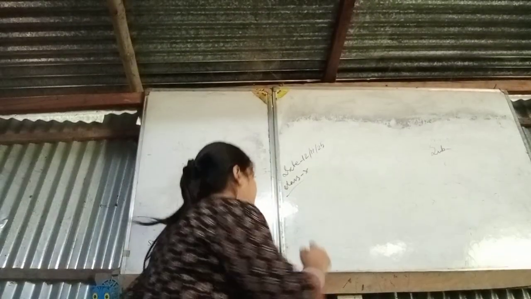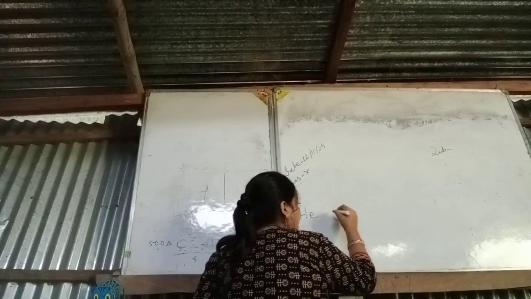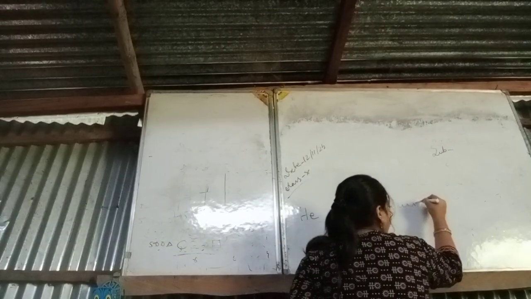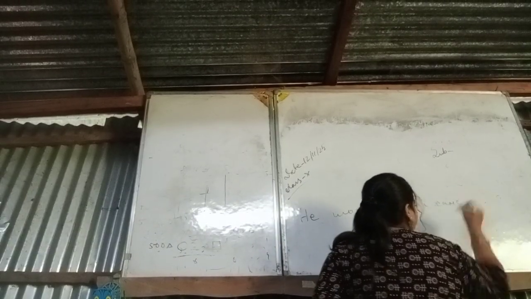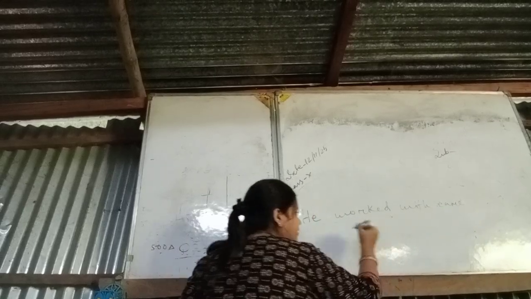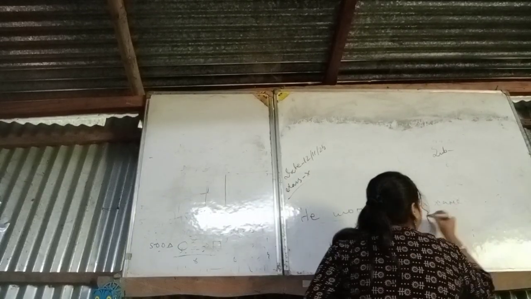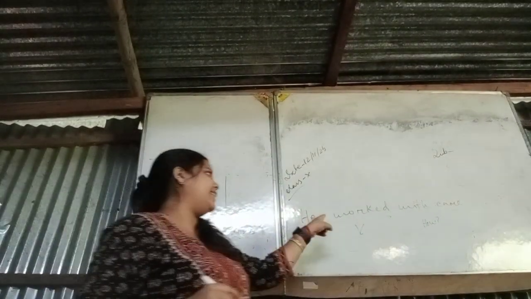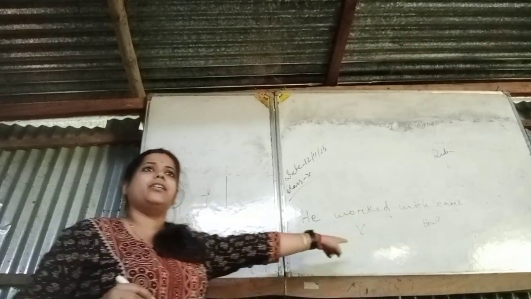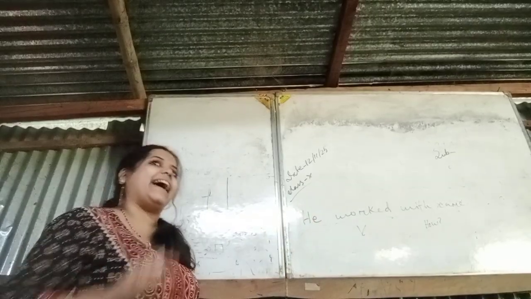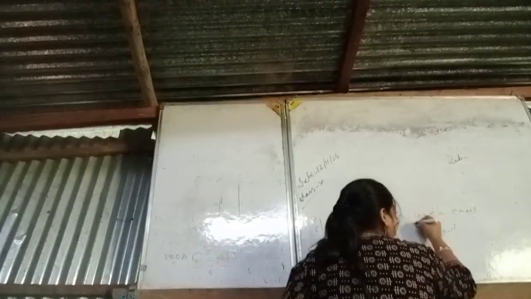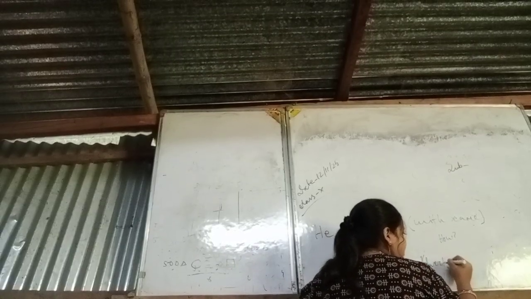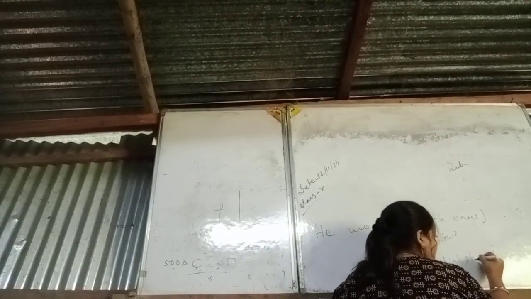Now, he worked with care. What is the verb? He worked how? Dia, do you know when we question a verb with how, when or where, what we get? We get an adverb. Thus we can say this phrase is an example of an adverbial phrase. Very good.